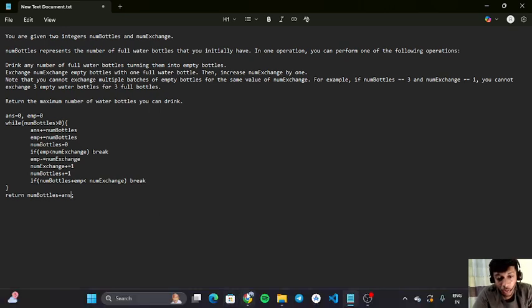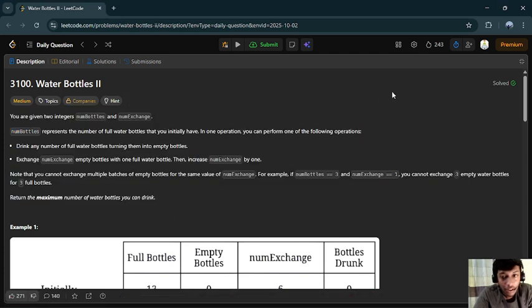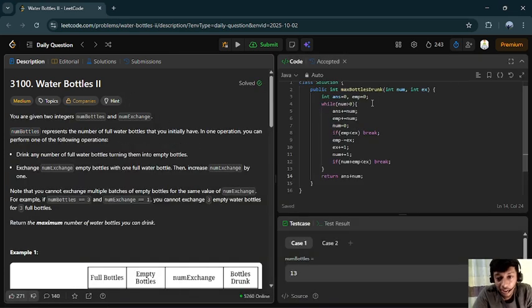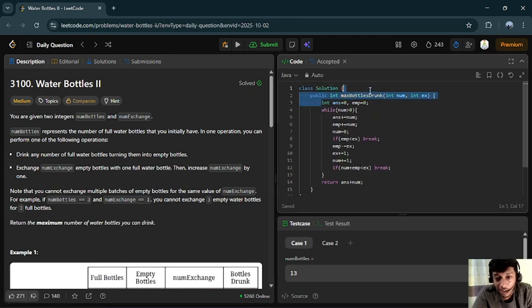So this is how this problem should be solved. Let's go to LeetCode. Let's minimize. Yeah, this is the code. I have shortened the variable names to num and x. So answer equals 0 and empty equals 0; while num greater than 0, answer plus equals num, empty plus equals num, and then num becomes 0. If empty is less than x, break; empty minus equals x, x plus equals 1, and num plus equals 1. And if num plus empty is less than x, break. Return answer plus num. This is what we should do.